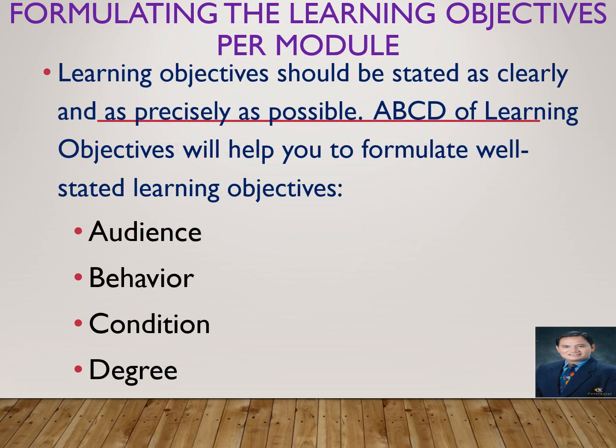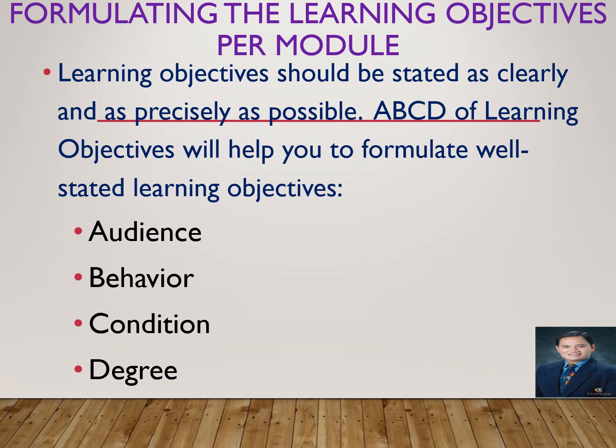Our learning objective should be stated as clearly and as precisely as possible. The ABCD of learning objectives will help you formulate well-stated learning objectives. We have audience, behavior, condition, degree. The objective does not have to be written in this order, ABCD, but it should contain all of these elements.